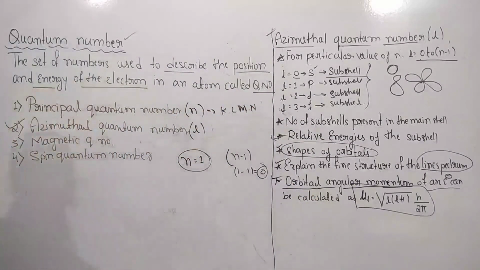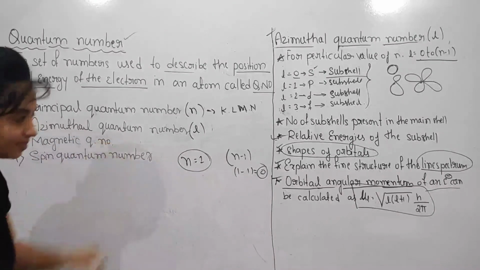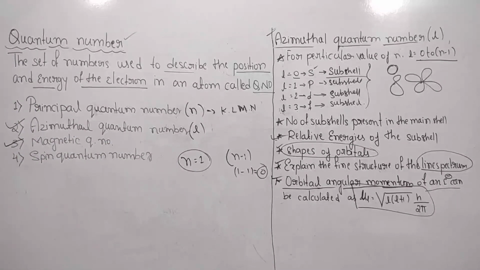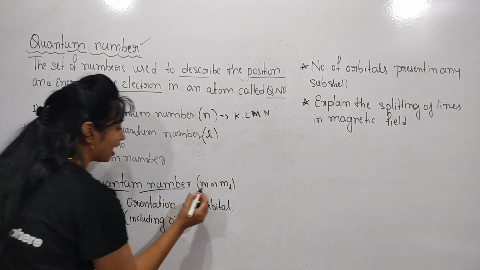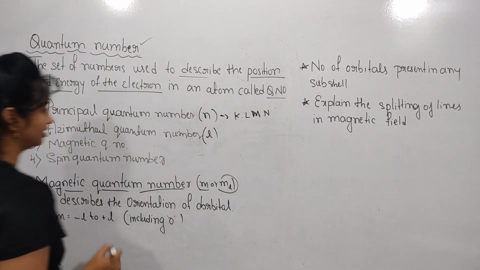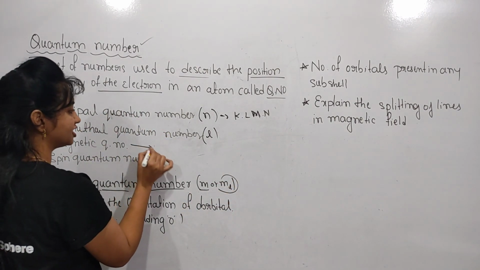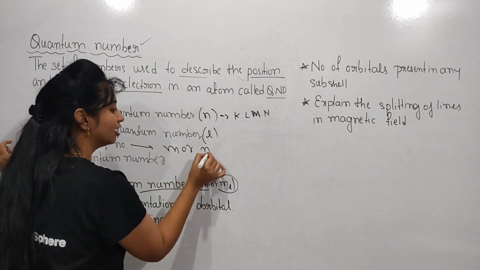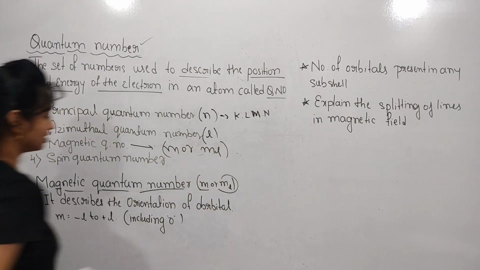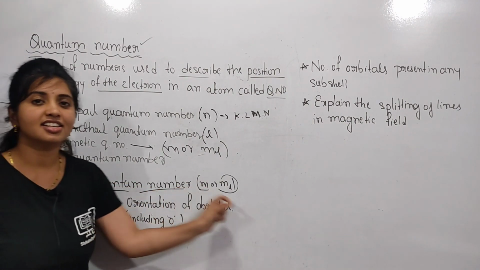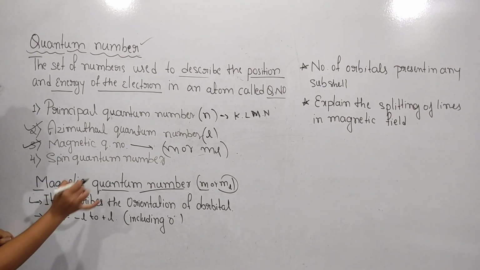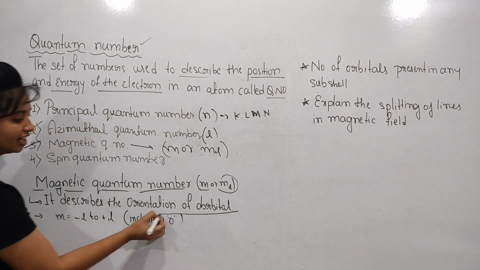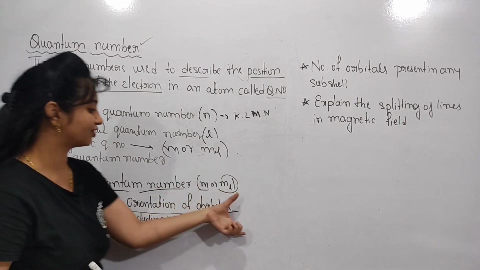And the next quantum number is our magnetic quantum number. It is denoted by m or ml. So what information about the electron does the magnetic quantum number give us? See here, it describes the orientation of an orbital.